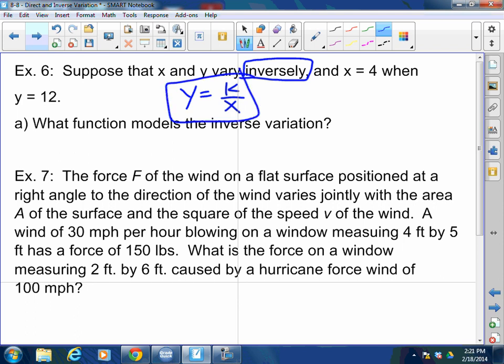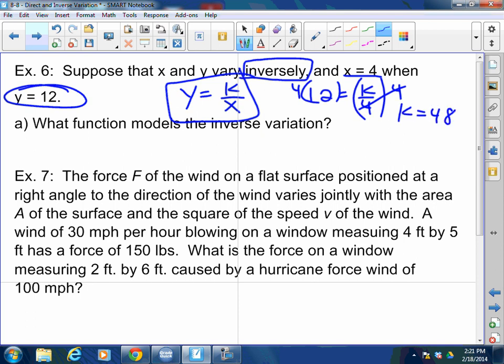Now I plug in. X equals 4 when y is 12. Well, they just gave me this. Solve for k. K equals 48. So my equation is y equals k, which is 48, over x. Now, they can give me any value of x I want, and I can solve using my inverse variation.